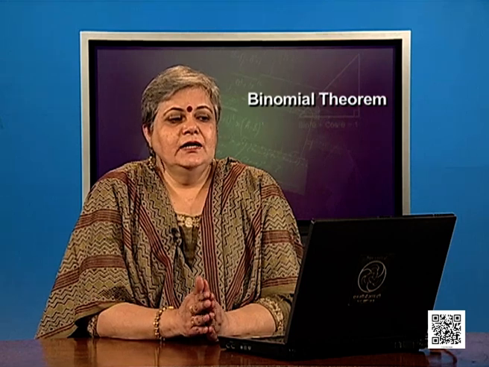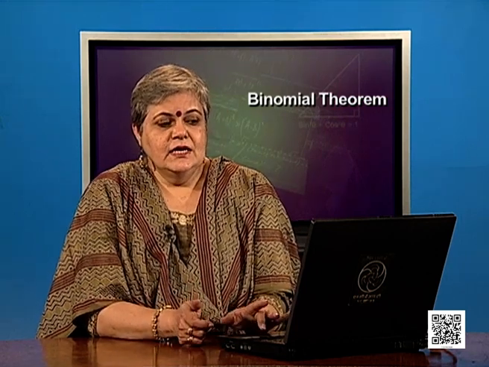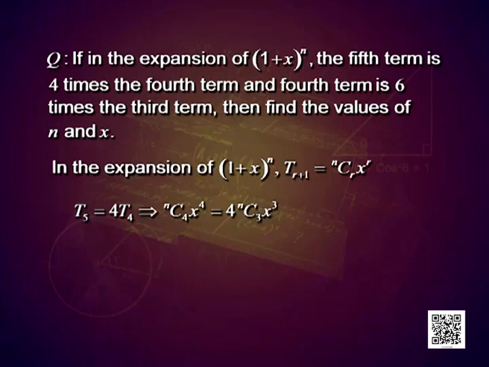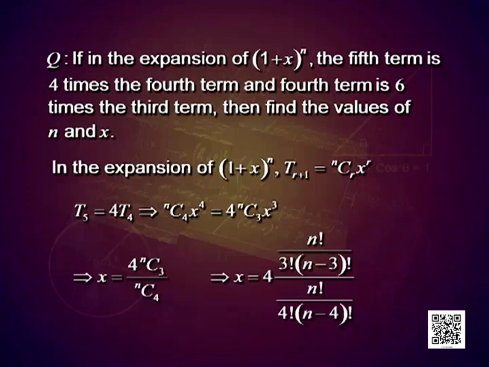Start by interpreting the first condition, which says that the fifth term is 4 times the fourth term, and also we are talking about (1 plus x) to the power n. Therefore, the fifth term will be nothing but nC4 x to the power 4. 4 times the fourth term is nothing but 4 times nC3 x cubed. So, from here I get x to be equal to 4 times nC3 divided by nC4.